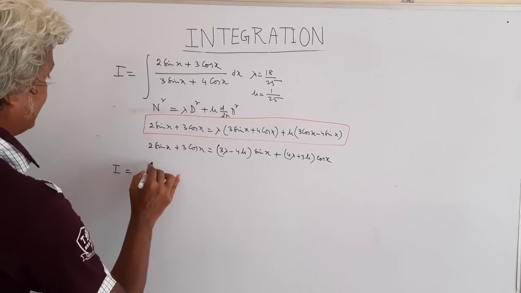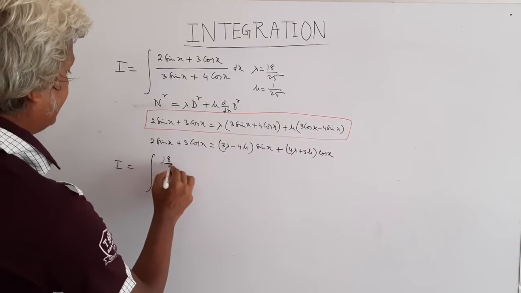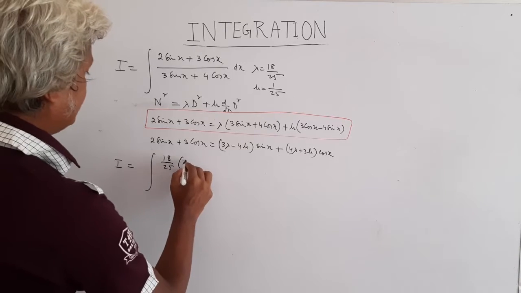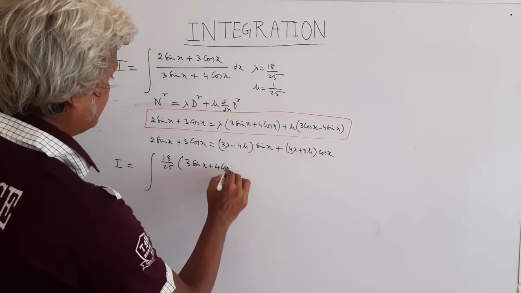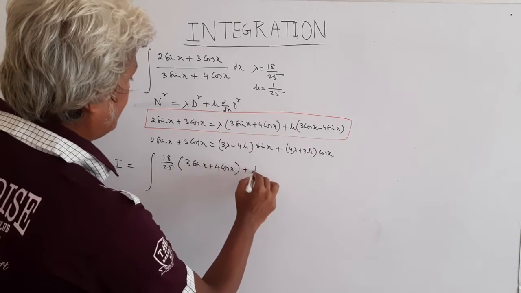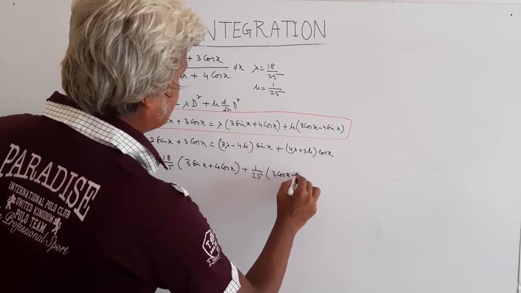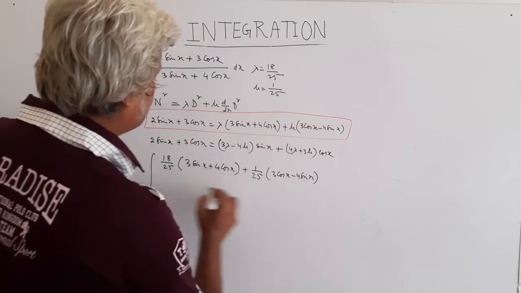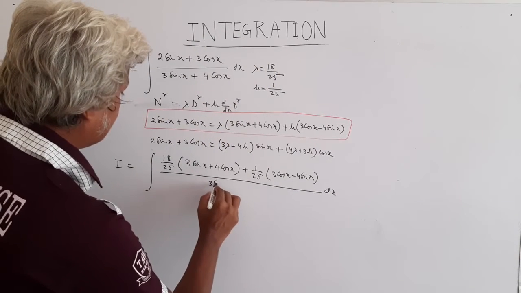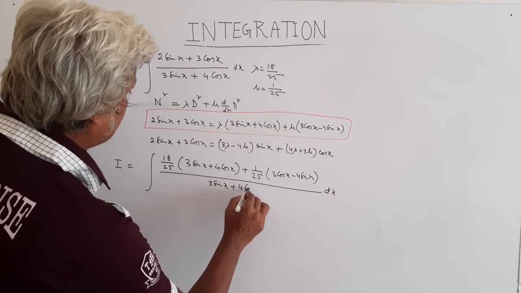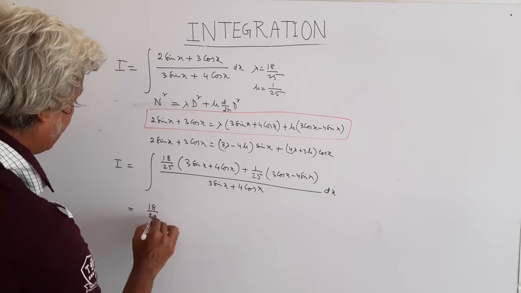So our integration I becomes, here you see, I write lambda, that is 18 over 25, 18 over 25 times 3 sin x plus 4 cos x, plus 1 over 25 times 3 cos x minus 4 sin x, over, this is dx, and this is 3 sin x plus 4 cos x. So now I is 18 over 25.